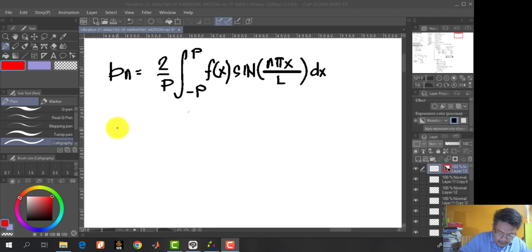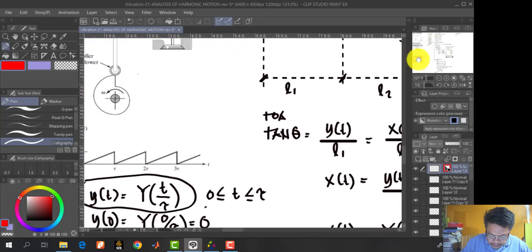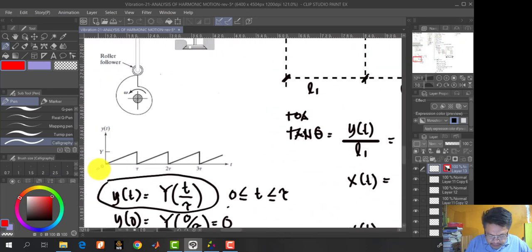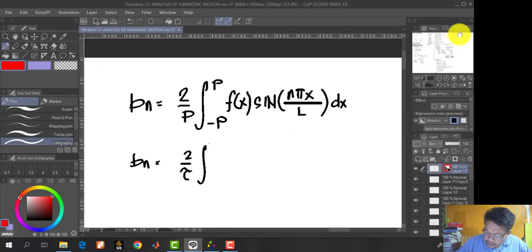So let's try to substitute the values here. So I have my 2. Now for my period, okay, so we have this one. Then integrating this one. Now again, our boundary, so let's go back to the diagram. So the boundary is from 0 to 1 period. We're integrating starting here and going here. So I'm going to substitute that here. So that will be 0 to my 1 period.